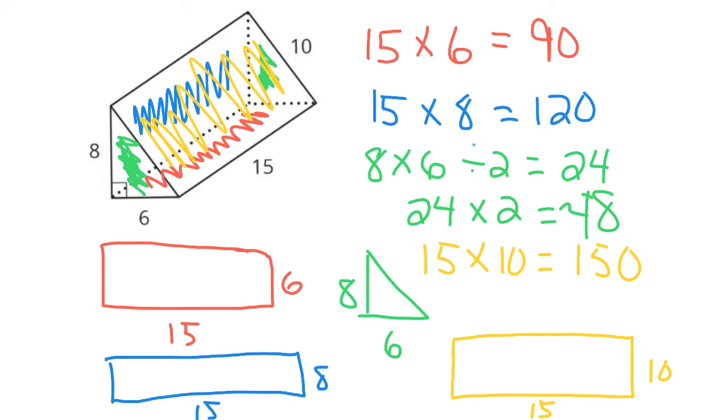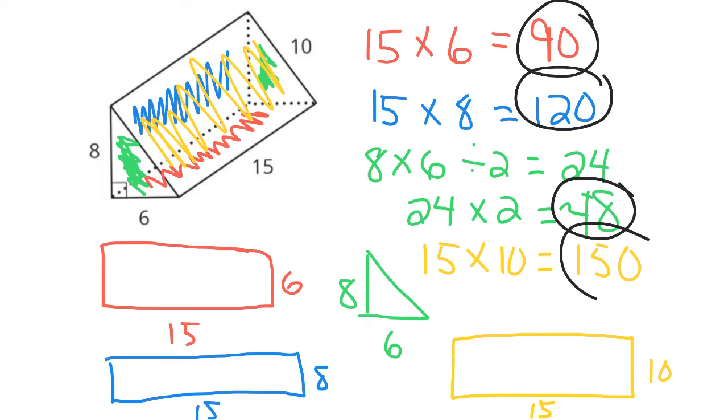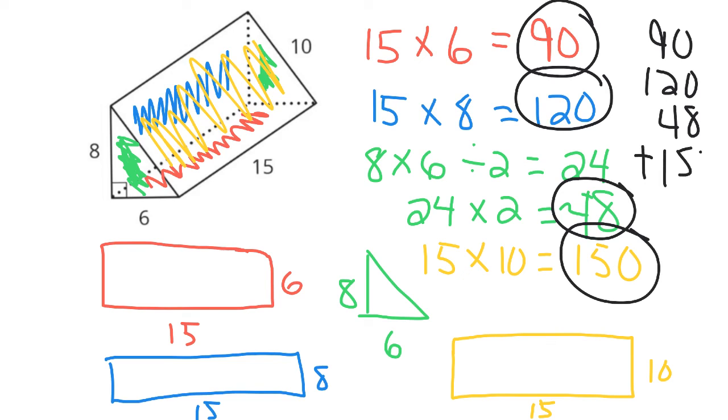So, to recap, we've got the 90, we've got the 120, we've got the 48, and we've got the 150. We have to just add them all together. 90, 120, 48, 150, added together gives you 408, and that is your answer.